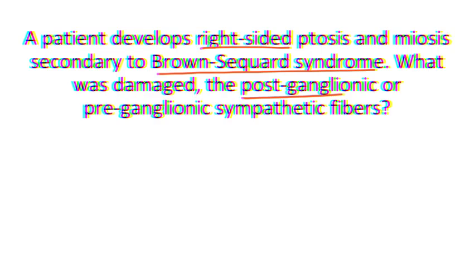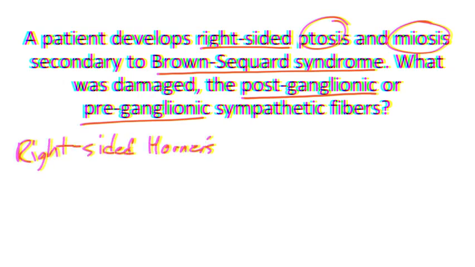What was damaged, the postganglionic or the preganglionic sympathetic fibers? So this patient has Horner syndrome because they have ptosis and miosis. So right-sided Horner syndrome. So is it the postganglionic or the preganglionic fibers that are the culprit?